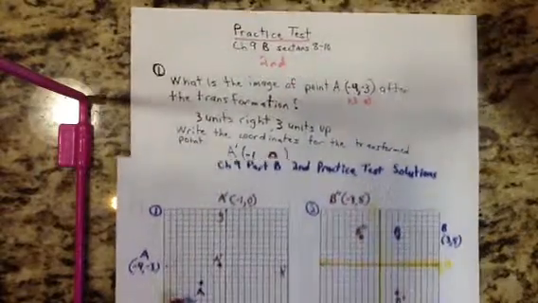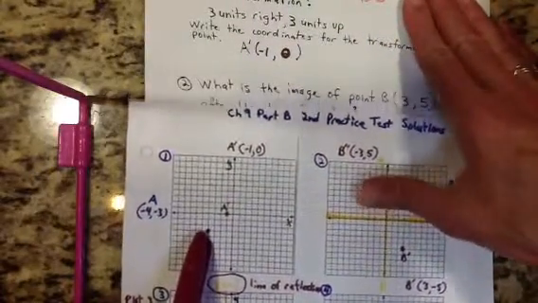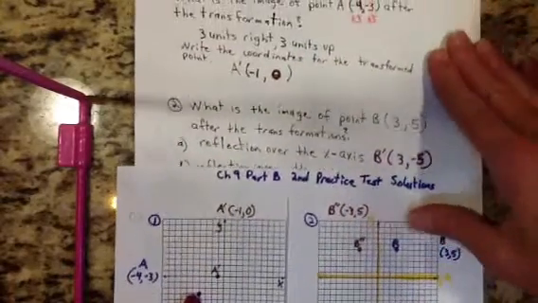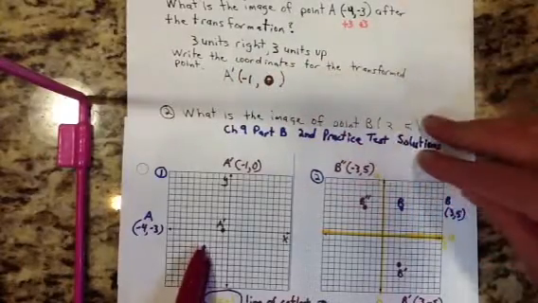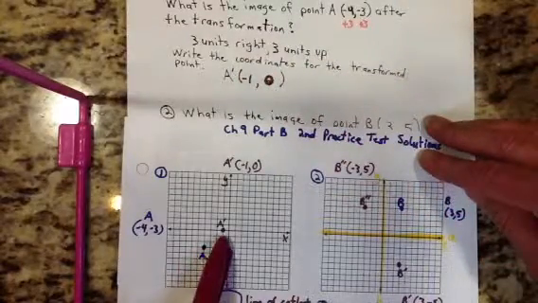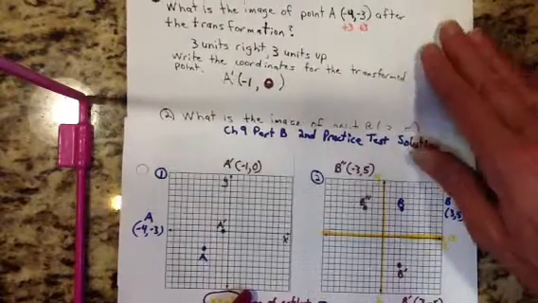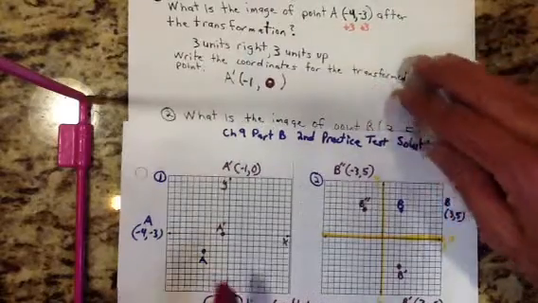Or the other way you could do it is plot your original point and then just count it out. So go ahead and count out the 3 units right and 3 units up. So 1, 2, 3, 1, 2, 3, and you would end up with the same answer by counting or by doing your adding or subtracting depending on the problem.